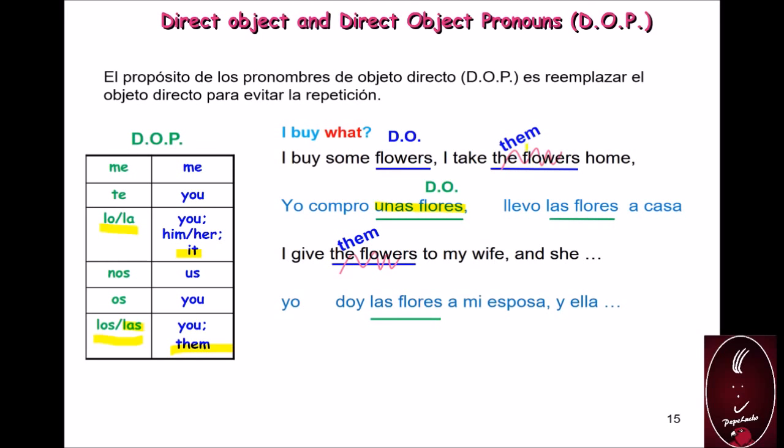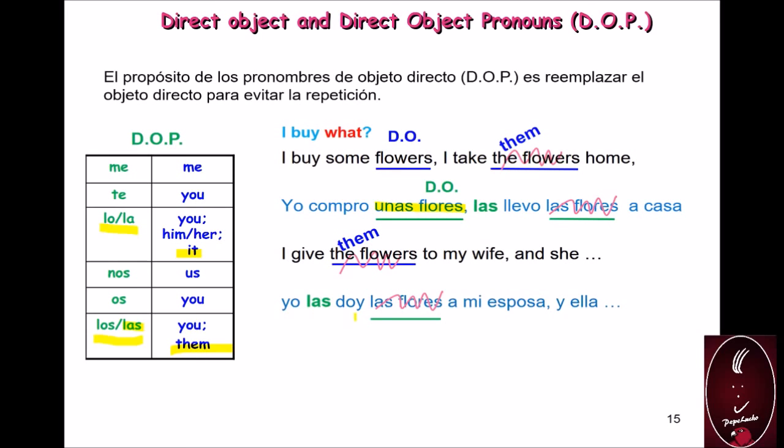The difference from English to Spanish is, in English, I place the direct object pronoun after the verb. In Spanish, we place the direct object pronoun before the conjugated verb. So I'm going to replace this and I place it before the conjugated verb, because llevo is the conjugated verb. In my second example, I have the verb doy, which is conjugated, so I have to place it here.